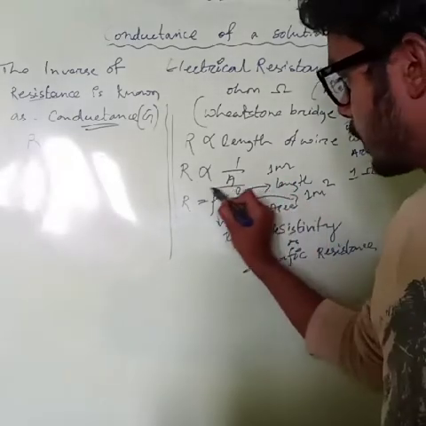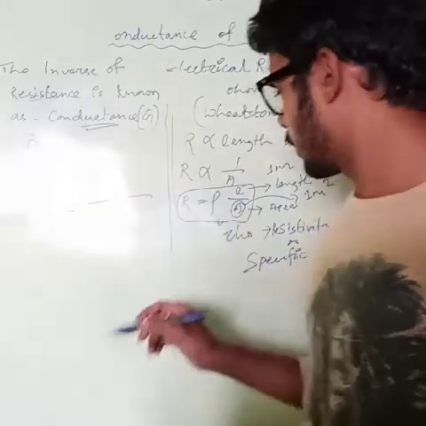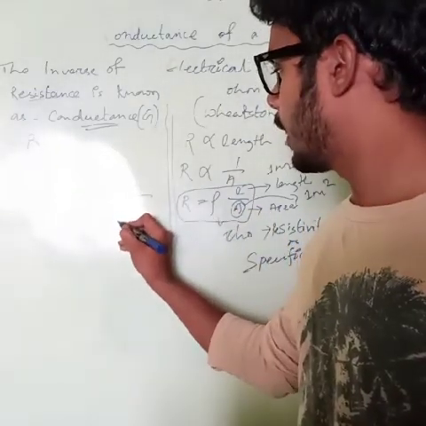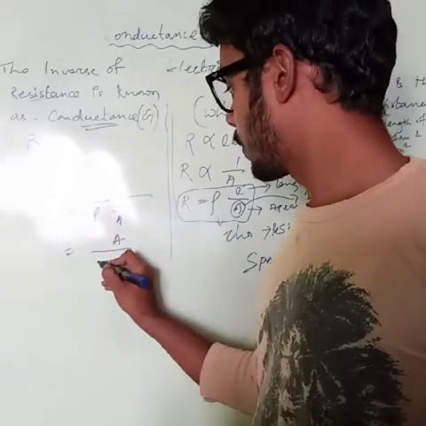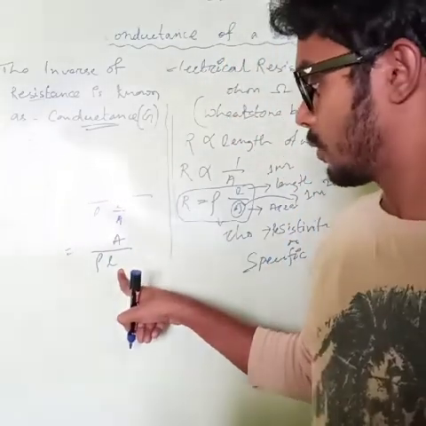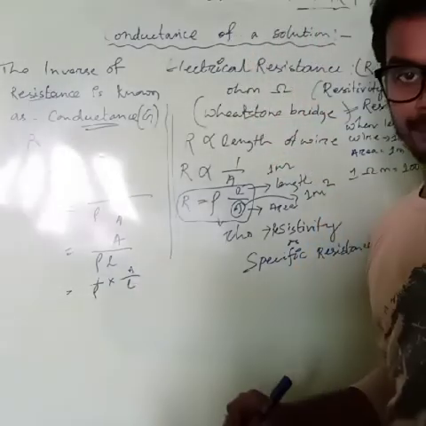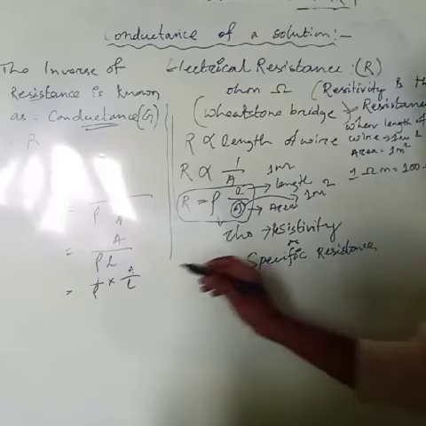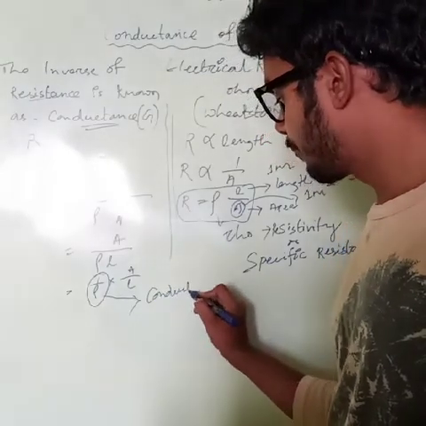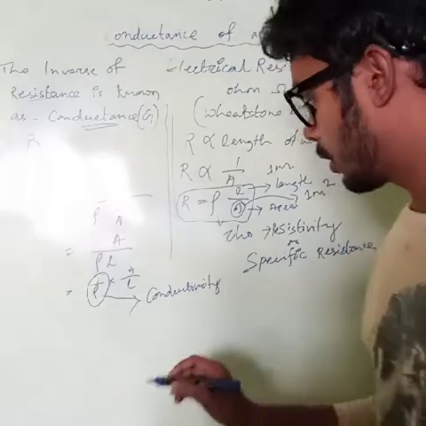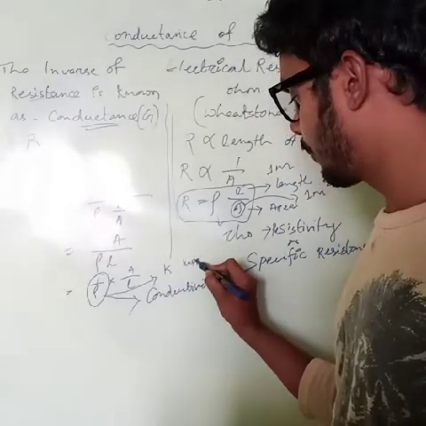From the earlier equation we know that R is nothing but rho L by A. So if you put 1 by R in place of R, you get 1 by rho L by A, which is A by rho L. I can also write this as 1 by rho into A by L. So 1 by rho is nothing but conductivity, which we write as kappa.